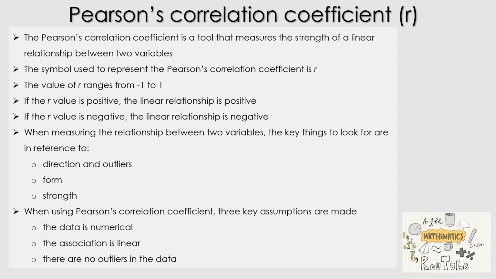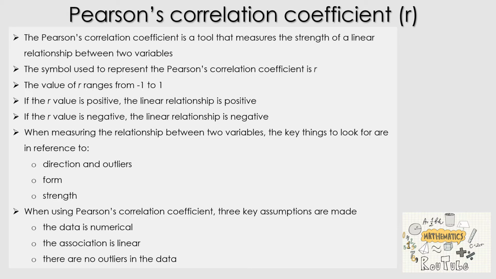So Pearson's correlation coefficient is a tool that measures the strength of a linear relationship between two variables. That's almost just a definition of what Pearson's correlation coefficient is. The symbol used to represent Pearson's correlation coefficient, which I've said previously, is a lowercase r. The value of r ranges from -1 to 1, and we'll have a look more deeply at that throughout the video. If the R value, so if the value of Pearson's correlation coefficient, is positive, then the linear relationship is positive. And if the R value is negative, that means that the linear relationship is also negative.